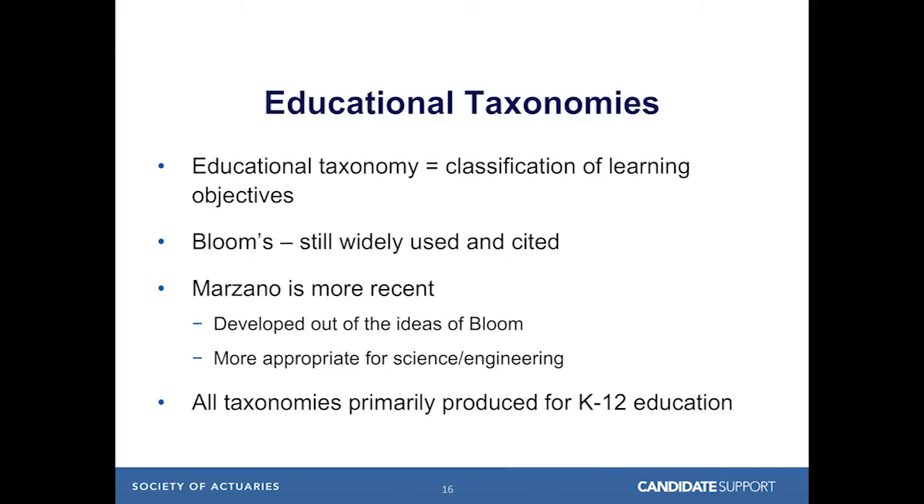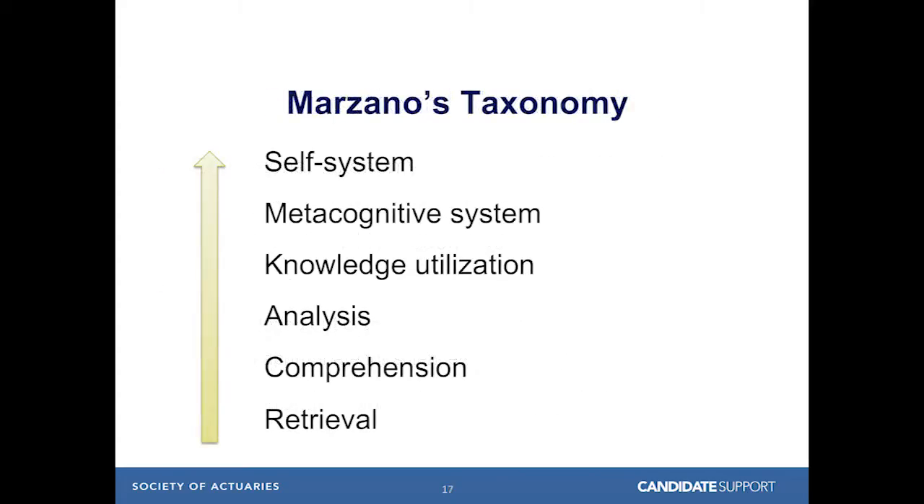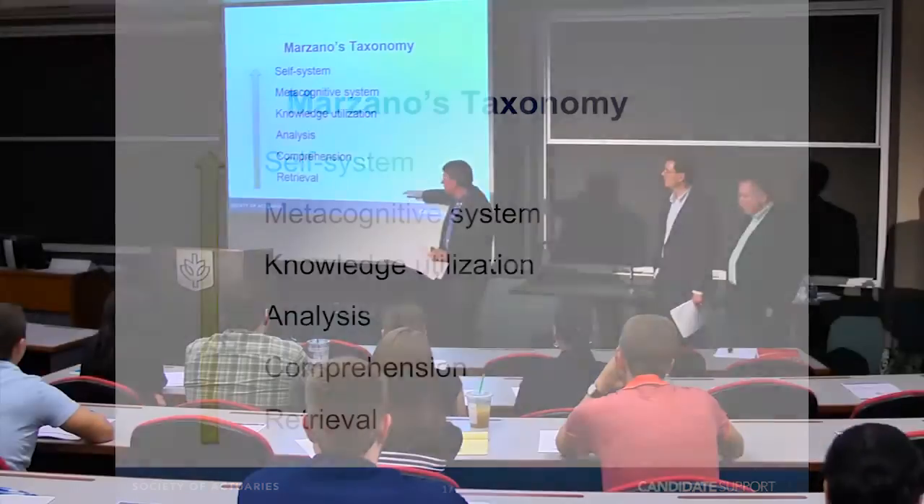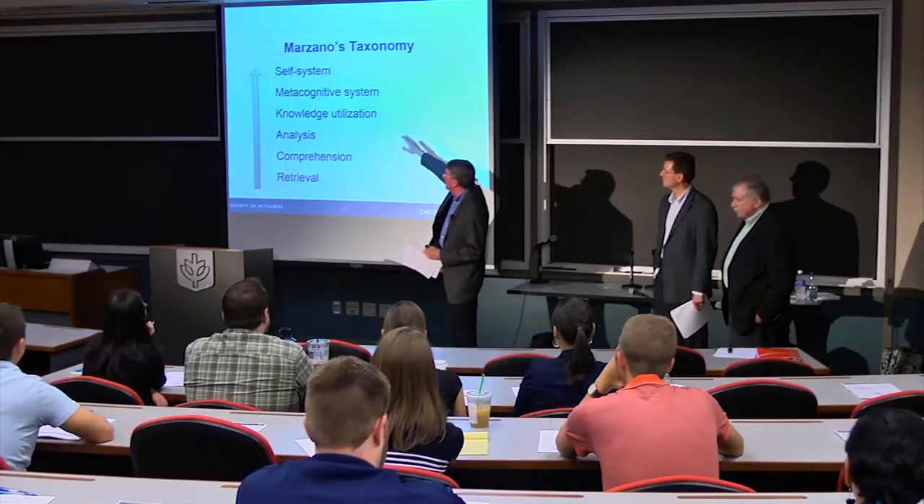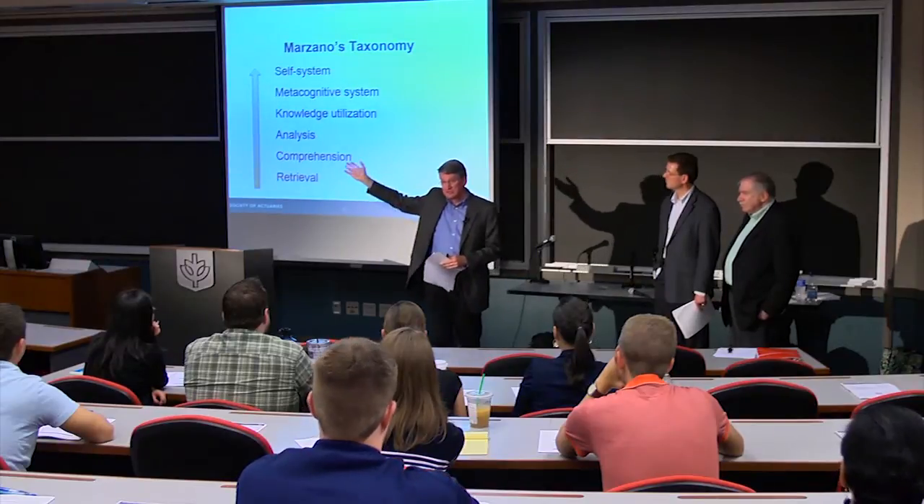And just one caveat here is we're going to talk about taxonomies. We don't have one for actuarial science. Nobody's taken the time to create one for actuaries. So we're using one, Marzano's, that's primarily for grades K through 12, or up through high school. So this is Marzano's taxonomy in a very simple form, starting at the lowest level of retrieval and going up to the highest level, self-system.